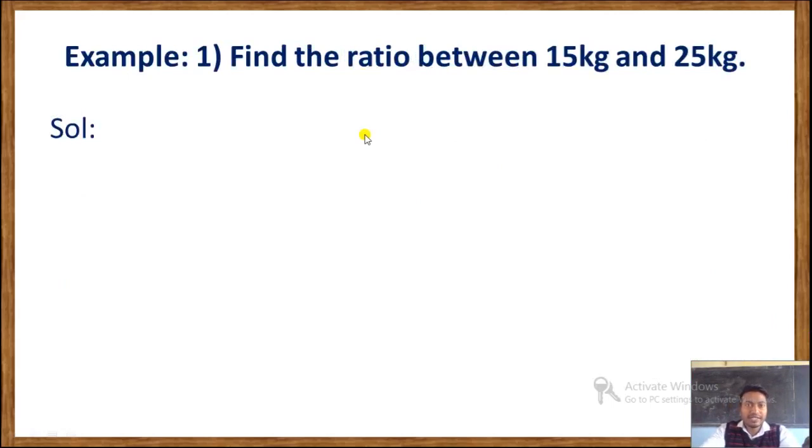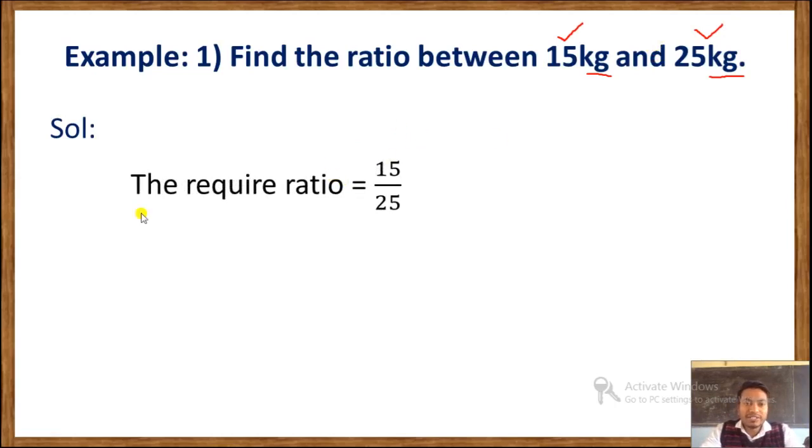Now let's see the example how to find out ratio. So we have to find the ratio between 15 kg and 25 kg. Unit you can see both having kg, same only, and this is what? This is weight. Understood? So easily we can compare. Now how to compare?